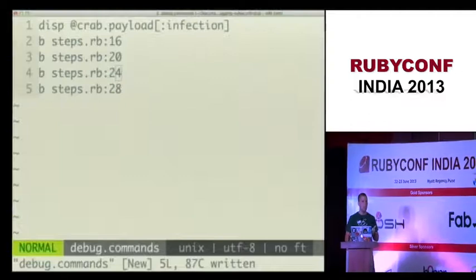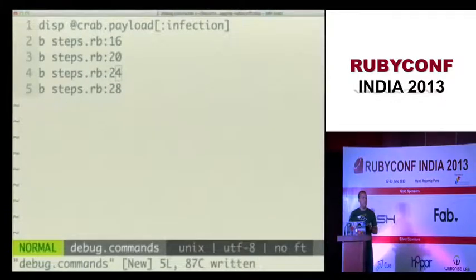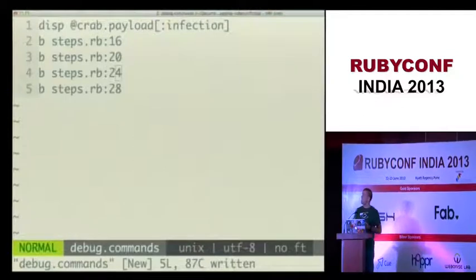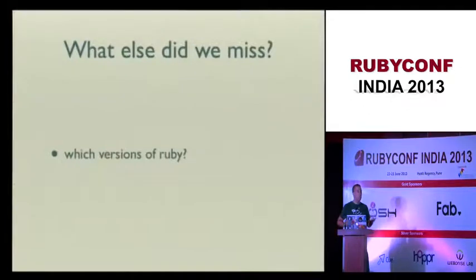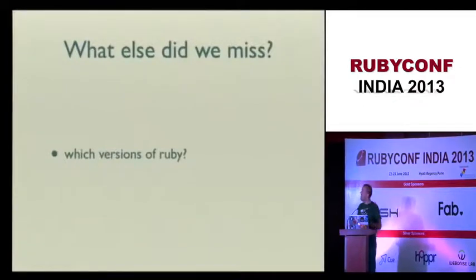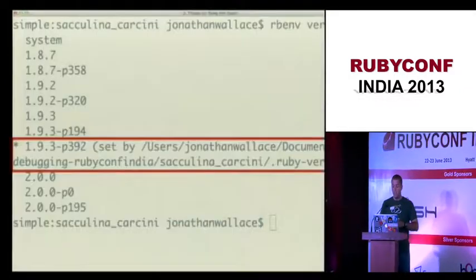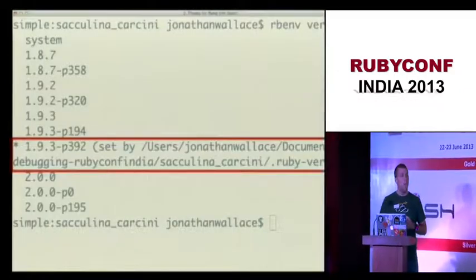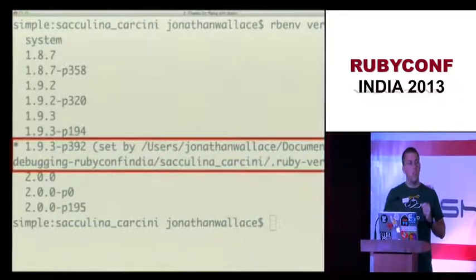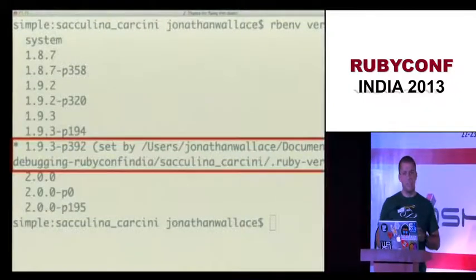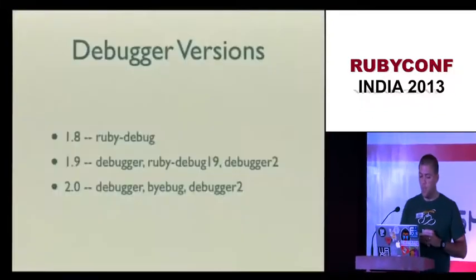So what else did we miss? There's something really important that we missed here, and if you've ever tried to use any of the debugging libraries in Ruby, you've probably already asked this question, at least to yourself, if not to your neighbor: which version of Ruby am I talking about? All the examples we've seen so far have been with Ruby 1.9.3, patch level 392. Which version of Ruby you're using dictates which Ruby debugging library you will use.